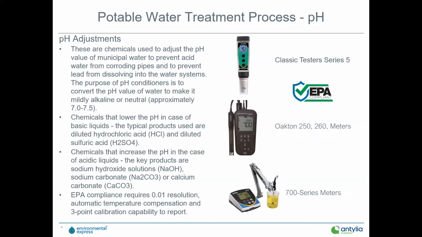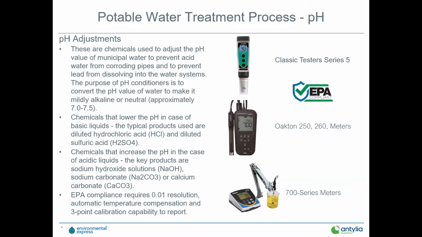The EPA requires 0.01 resolution, automatic temperature compensation, and at least 3-point calibration capability on the instrument that you're using to measure the pH. Now, I started with the top, our 5 series testers, because this is kind of the low cost entry in an instrument that is EPA compliant for reporting pH values.